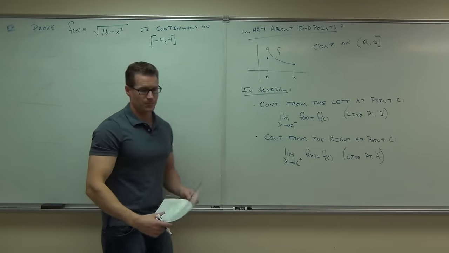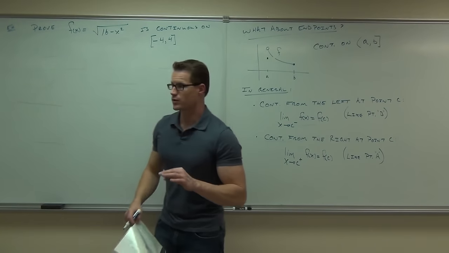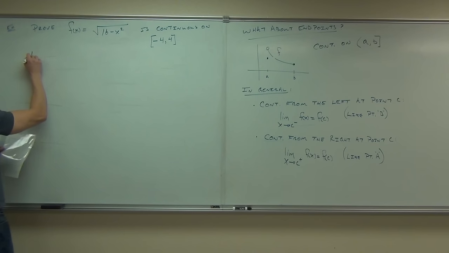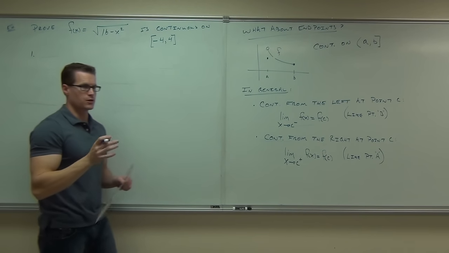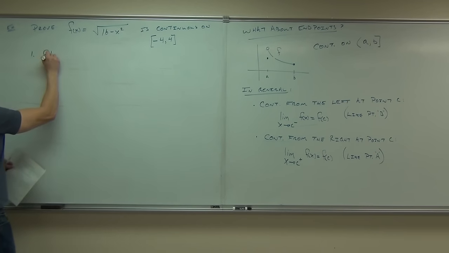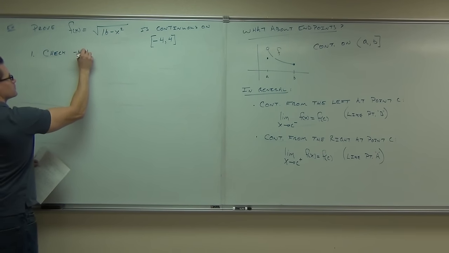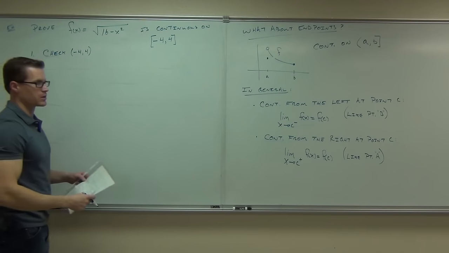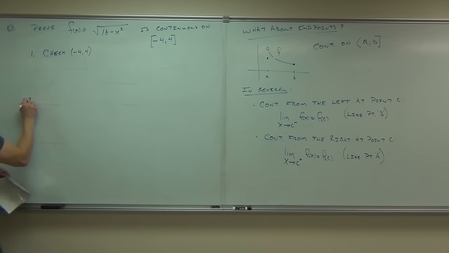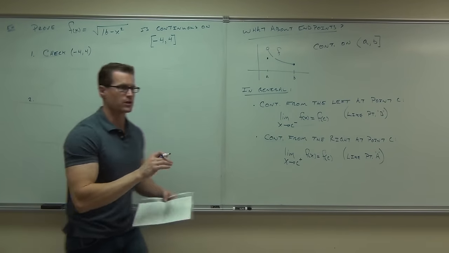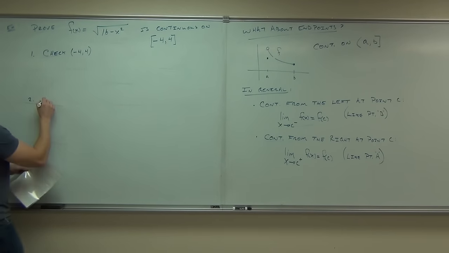Inclusive, closed interval. This again involves three parts. The first step, we've got to check the open interval. The next step is going to be check the right endpoint. The next step is going to be check the left endpoint. So I'll write these out and we'll start here next time.